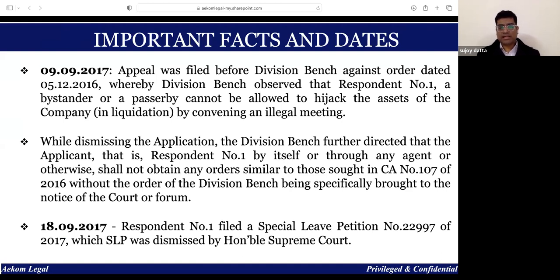The division bench further observed that the applicant seems to be someone who is a bit suspicious. He has acquired the entire debt for only 9 crores, and there is no reason to give him weightage and importance. And in case he files any other application or tries to seek any similar orders, then this order of the division bench must be brought to the notice of the court. So if the applicant again in the future approaches any other court, then he must inform them that the Calcutta High Court division bench had previously dismissed my application in an appeal and had passed this order.